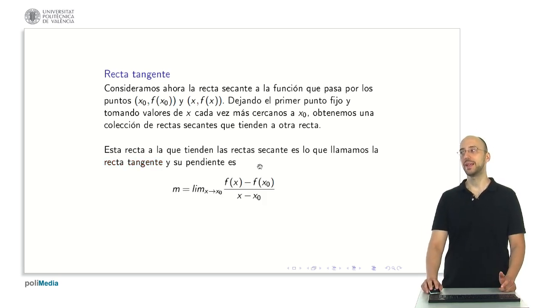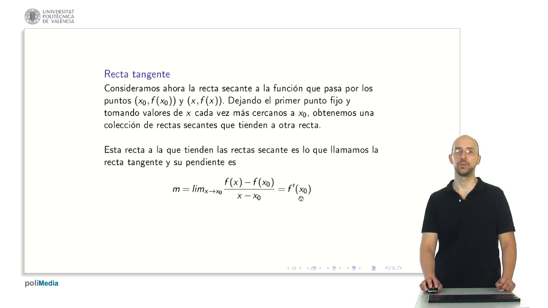Therefore, the slope of the tangent line is something we already know. Does it sound familiar to you? We defined it in the first slide. Actually, that's the derivative of the function at the point x sub 0.